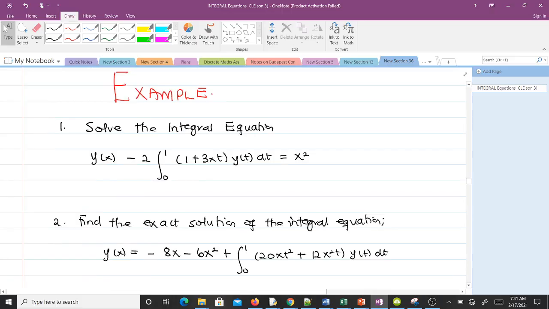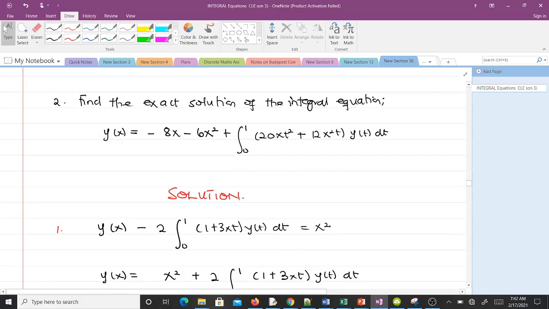So question 1 says you are supposed to solve the integral equation y(x) - 2∫ from 0 to 1 of (1 + 3xt) y(t) dt = x². And the second question says we have to find the exact solution of the integral equation y(x) = -8x - 6x² + ∫ from 0 to 1 of (20xt² + 12x²t) y(t) dt.